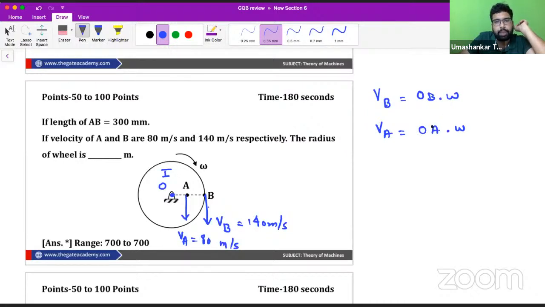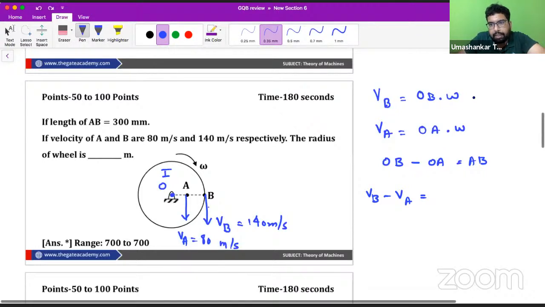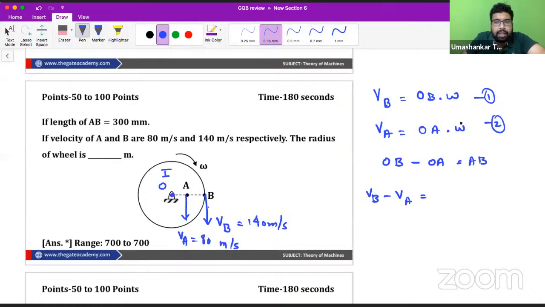So AB is given to us. VB and VA are given to us. Now if AB is given to us, what can we say? OB minus OA is equal to AB, right? So what we can say, VB minus VA is equal to, I am just subtracting equation number 1 and equation number 2. So if I subtract these equations, we'll have VB minus VA, and on the right hand side, we'll have OB minus OA. So that is nothing but AB into omega.